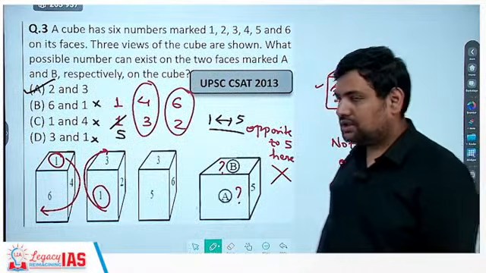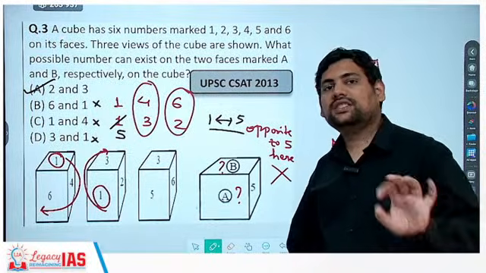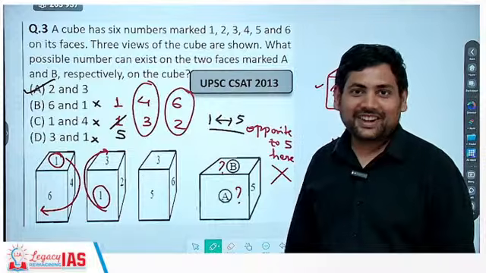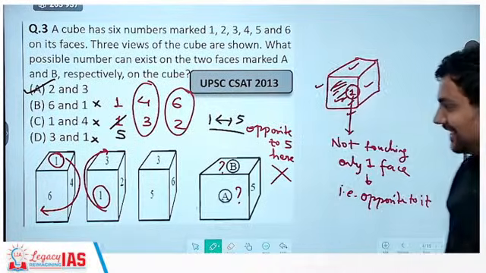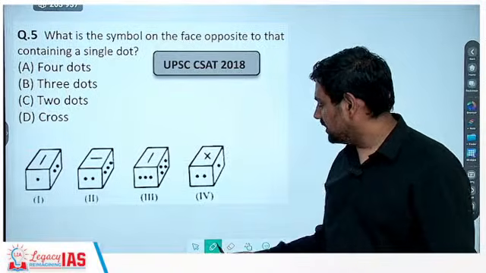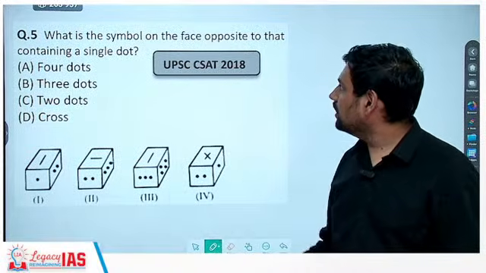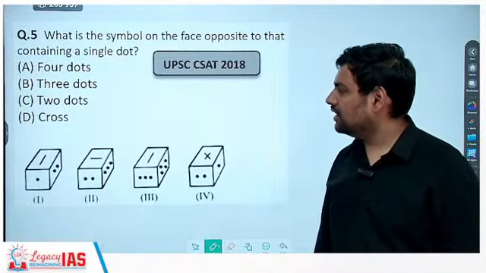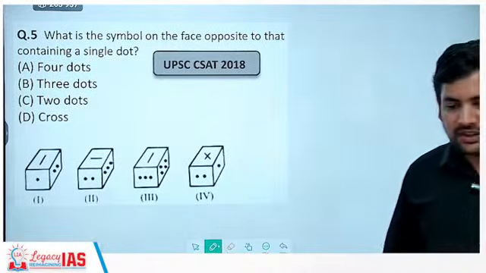Please remember this concept, that the only face that a face does not touch is the face opposite to it. Okay, little tongue twister, but fine. Okay, then next, what is the symbol on the face opposite to that containing a single dot? Try to find out.